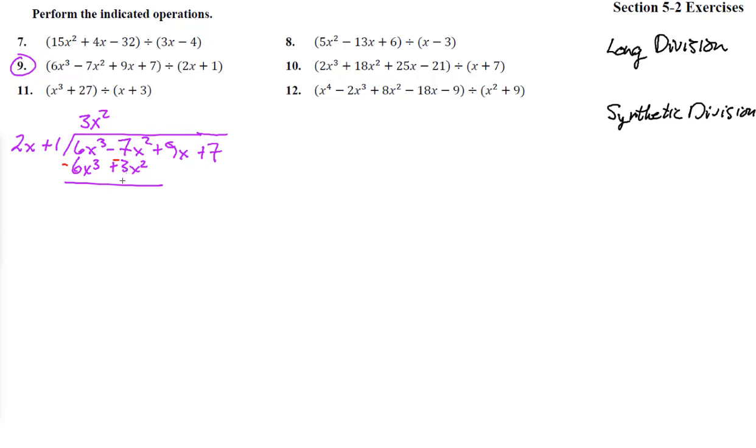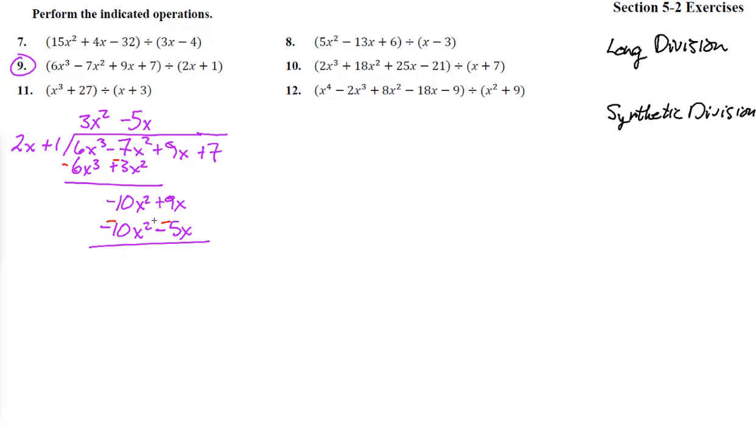And negative 7 minus 3 is a negative 10x squared. Drop the next one down, plus 9x. And let's see, 2x goes into negative 10x squared. A negative 5x will get us up to the negative 10, and then x times x will give us x squared. So negative 5x times that is a negative 10x squared, and then negative 5x times the plus 1 is a negative 5x.